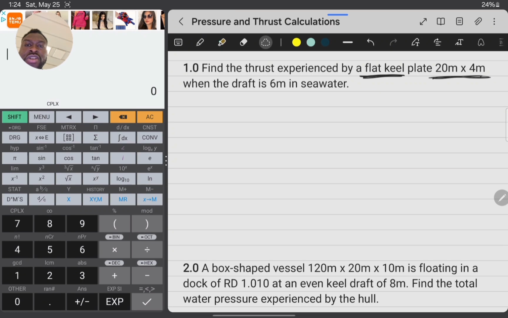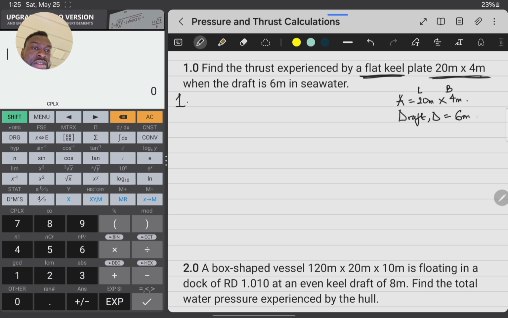The first question we'll be solving, number 1, says find the thrust experienced by a flat keel plate 20 by 4 meters when the draft is 6. So we have the area of the keel as 20 meters by 4 meters, where we have the length and this is the breadth. The draft D from the water surface is 6 meters, and the density of seawater is 1.025 tons per meter cube. So they said flat surface.